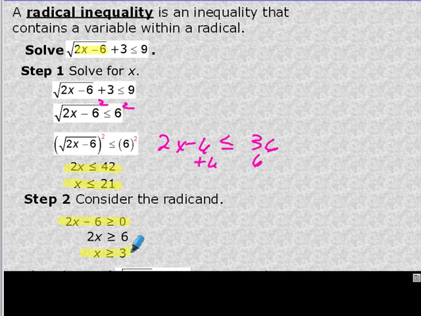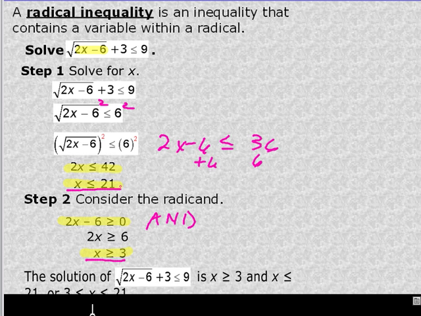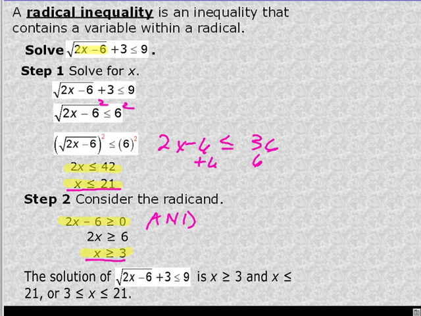So our solution is this and this. So we're going to put them together. x has to be greater than or equal to 3 and less than or equal to 21. And we can put that into one statement. Well, you can either express it like this or simplify it. x is greater than or equal to 3 and less than or equal to 21. So there's just this one extra step that you need to consider for an inequality. Just make sure that you remember to do that for your inequality problems.